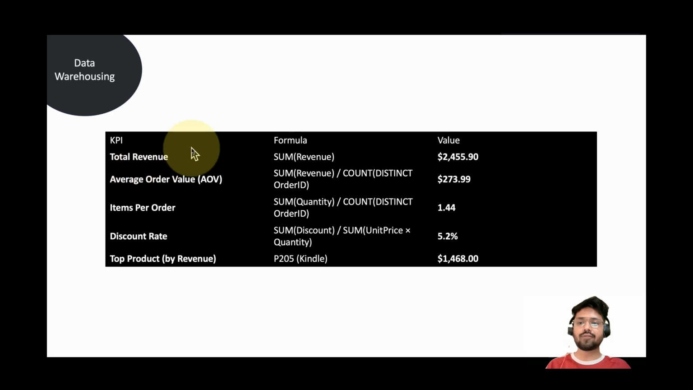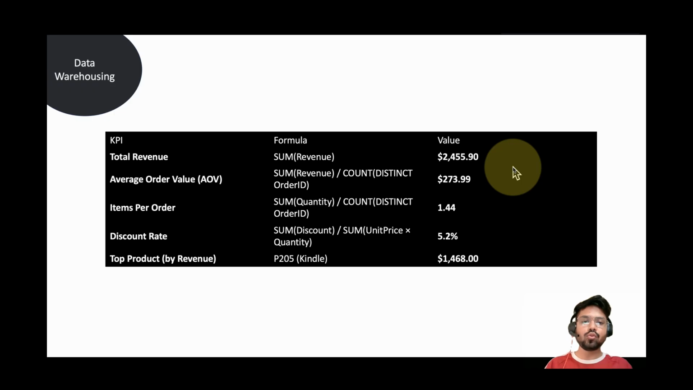Moving forward, let's say for this Amazon order fact table, we need to find out these particular KPIs, that is total revenue, average order value, items per order, discount rate, top products per revenue. So these are the formulas to calculate these particular KPIs, and these are all numerical. As you can see, these are all numbers. So this is what a fact table is.